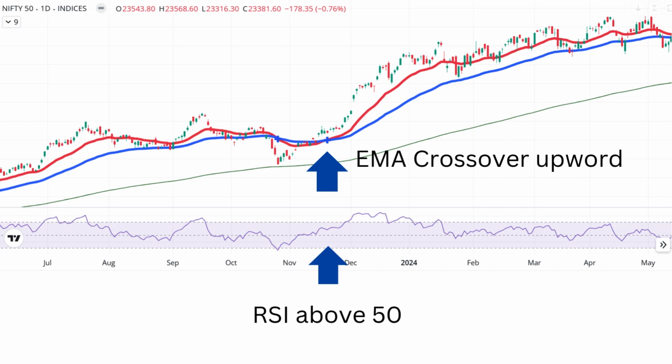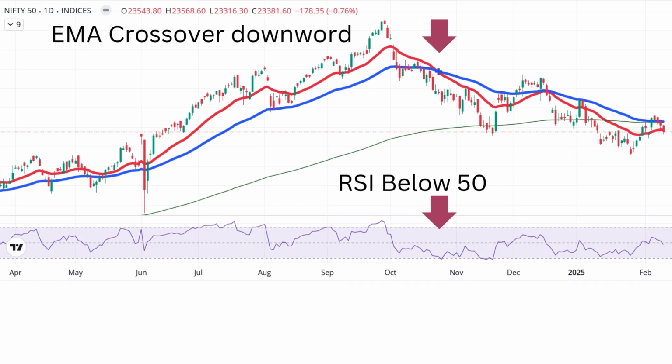So, how does RSI help? RSI can act as a confirmation tool when used alongside EMA crossovers. For instance, if the 20-day EMA crosses above the 50-day EMA while RSI is above 50, it signals a strong bullish trend. Conversely, if the 20-day EMA crosses below the 50-day EMA and RSI is below 50, it indicates bearish momentum. RSI divergence can also provide early warnings of potential trend reversals even before the EMA crossover occurs.